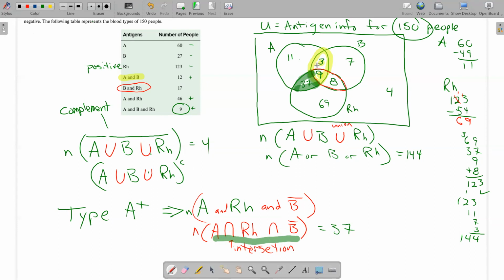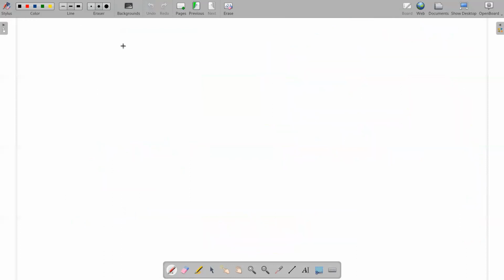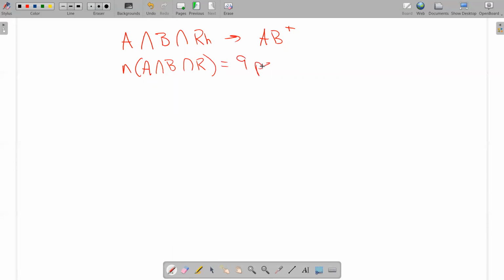So then what about this 9 right there? What about that 9? So what do those people have? They have the A, they have the B and the RH. So I need a new page for that. So they have A and they have B and they have RH. And so people in that category would be A, B, positive. And that's that 9 people. A and B and RH equals 9 people.